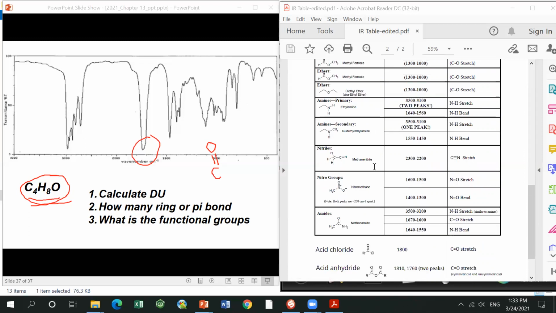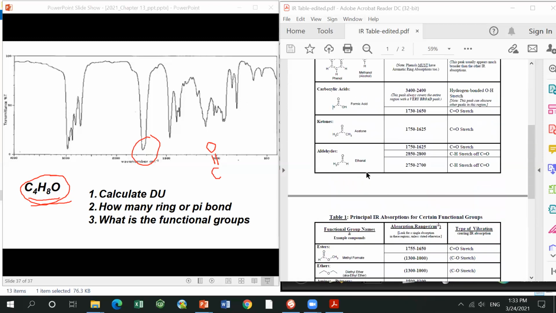Then only 2 kinds of compounds have only 1 oxygen: ketone and aldehyde. So that greatly shrinks down the possible structures and functional groups for this molecule. Ketone and aldehyde both have only 1 oxygen. So now a question for you guys: is this compound a ketone or an aldehyde?